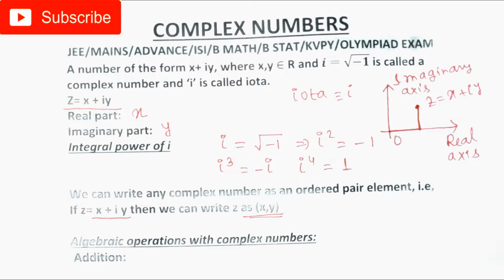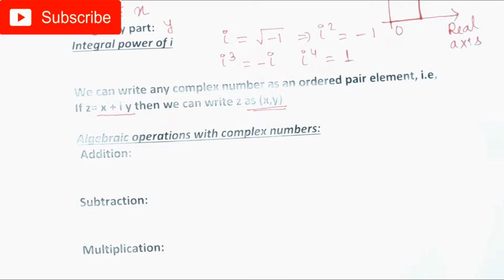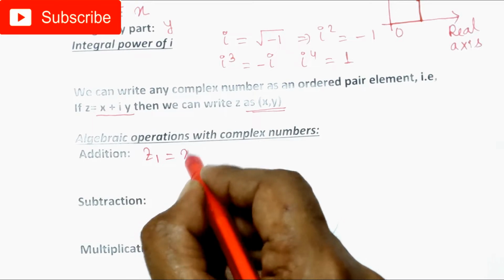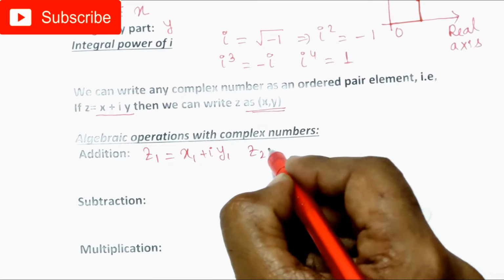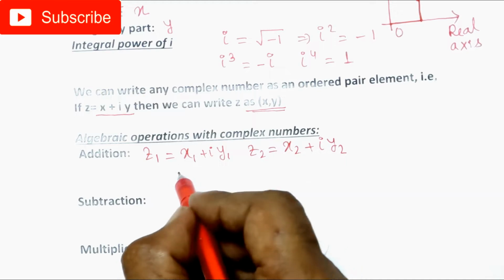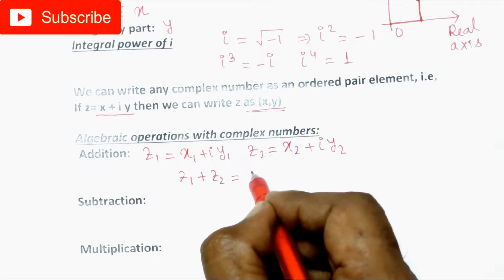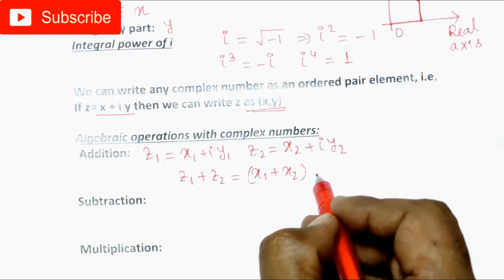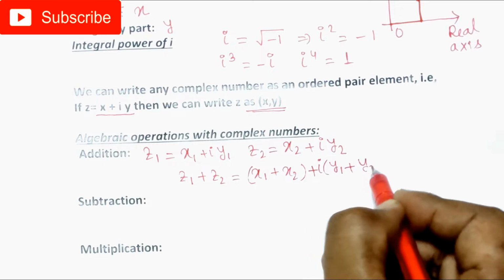Now moving on to the algebraic operations of complex numbers. Addition of two complex numbers. Suppose z1 is a complex number which is x1 plus iy1, and z2 is another complex number which is x2 plus iota y2. Then if we add them, z1 plus z2 gives us x1 plus x2, that is taking the real parts together, plus iota into y1 plus y2.